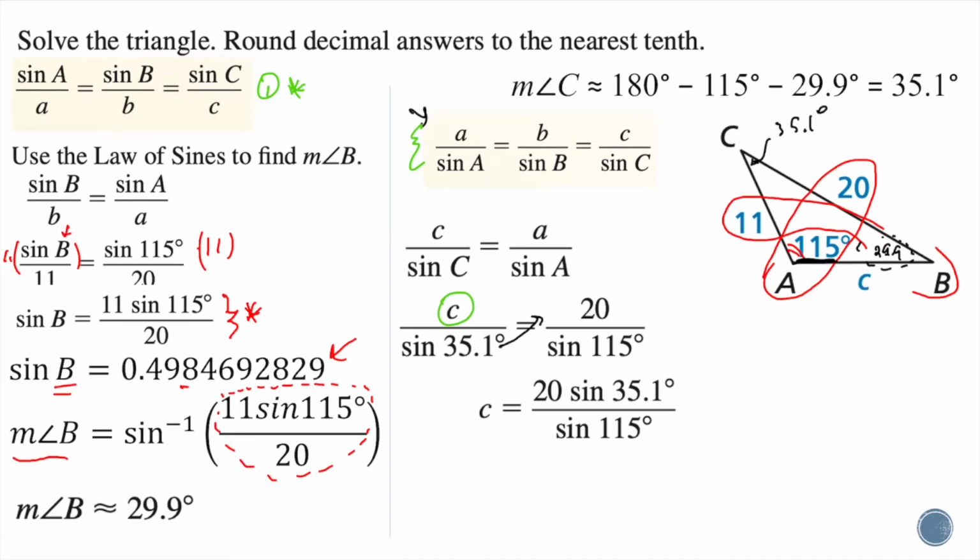So C is equal to, by multiplying by sine of 35.1 on both sides, 20 times sine of 35.1 divided by sine of 115.